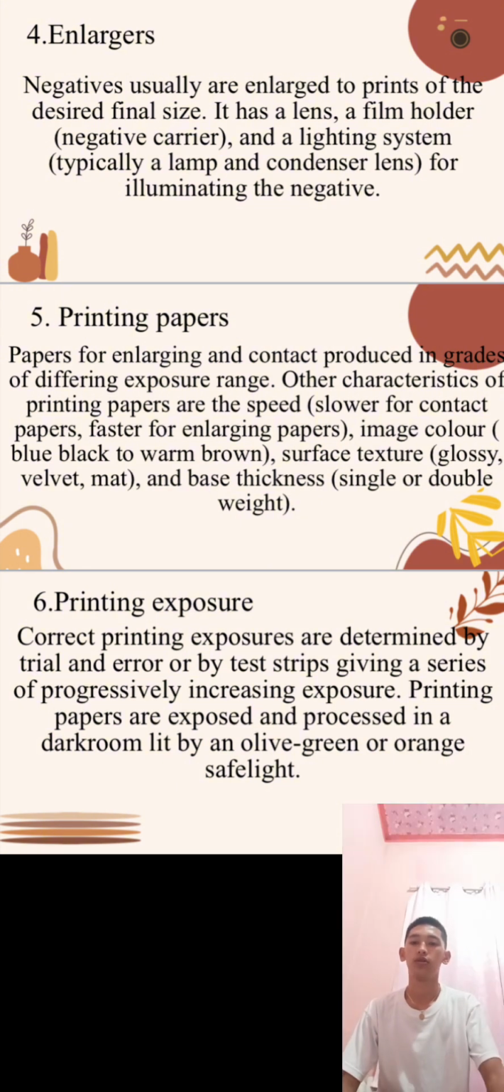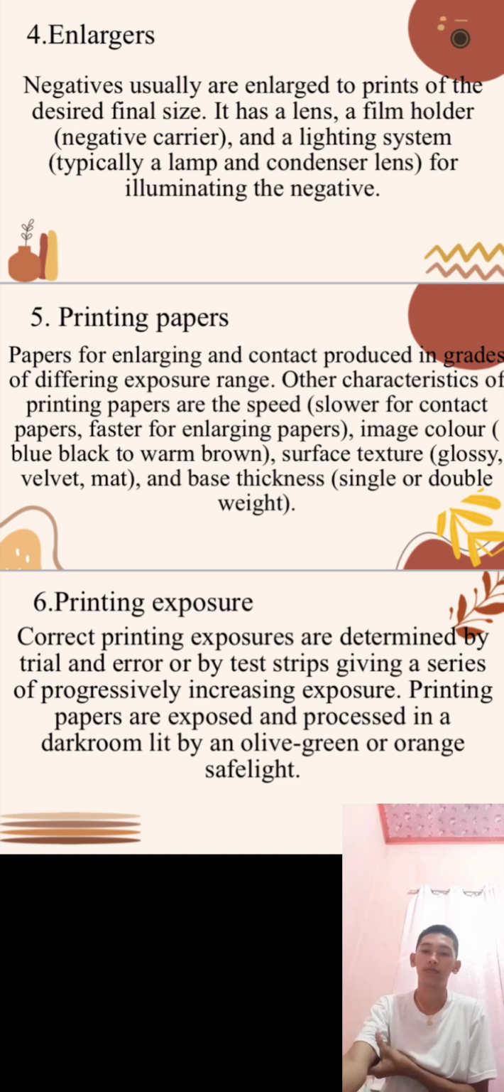Printing exposure. Correct printing exposure is determined by trial and error or by test strips giving a series of progressively increasing exposure. Printing papers are exposed and processed in a dark room lit by an olive green or orange safe light.